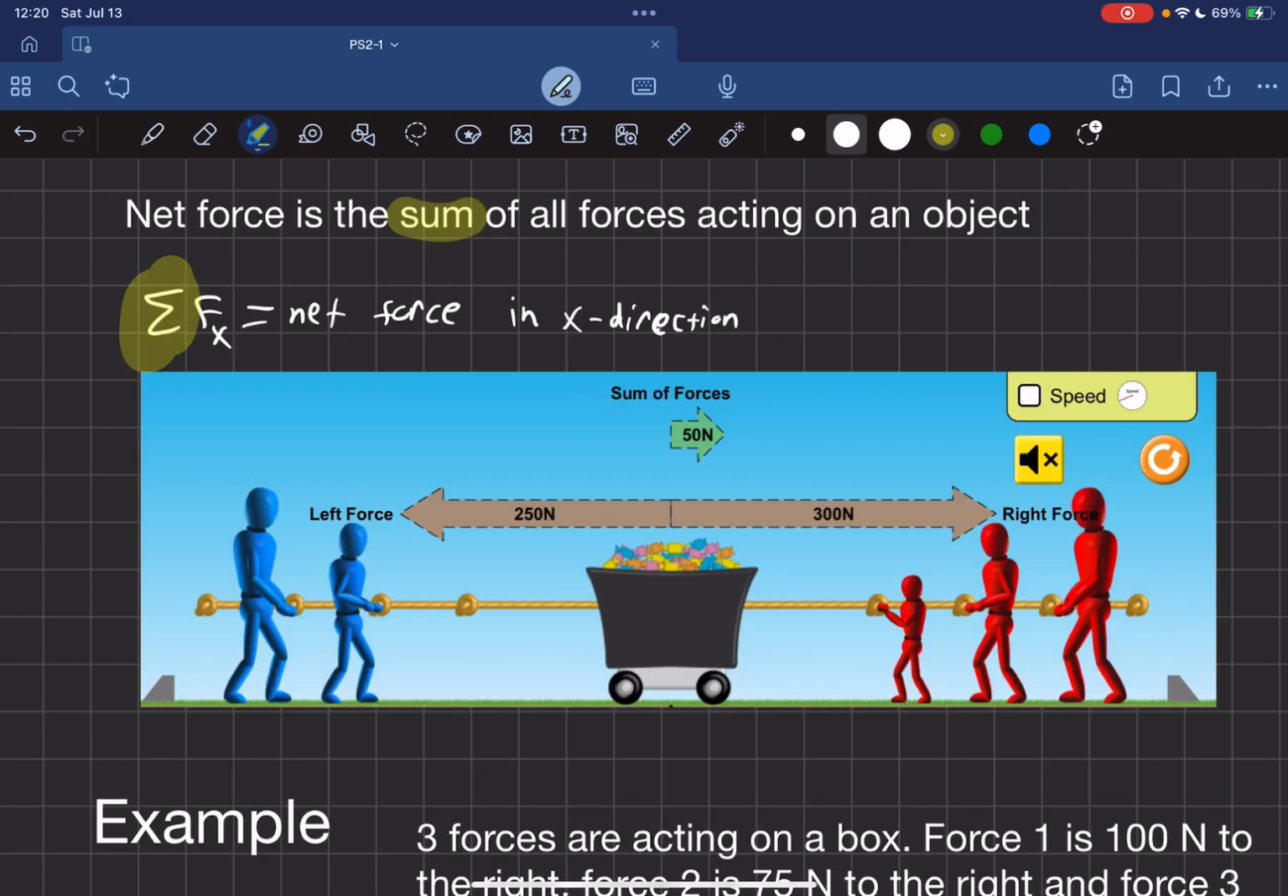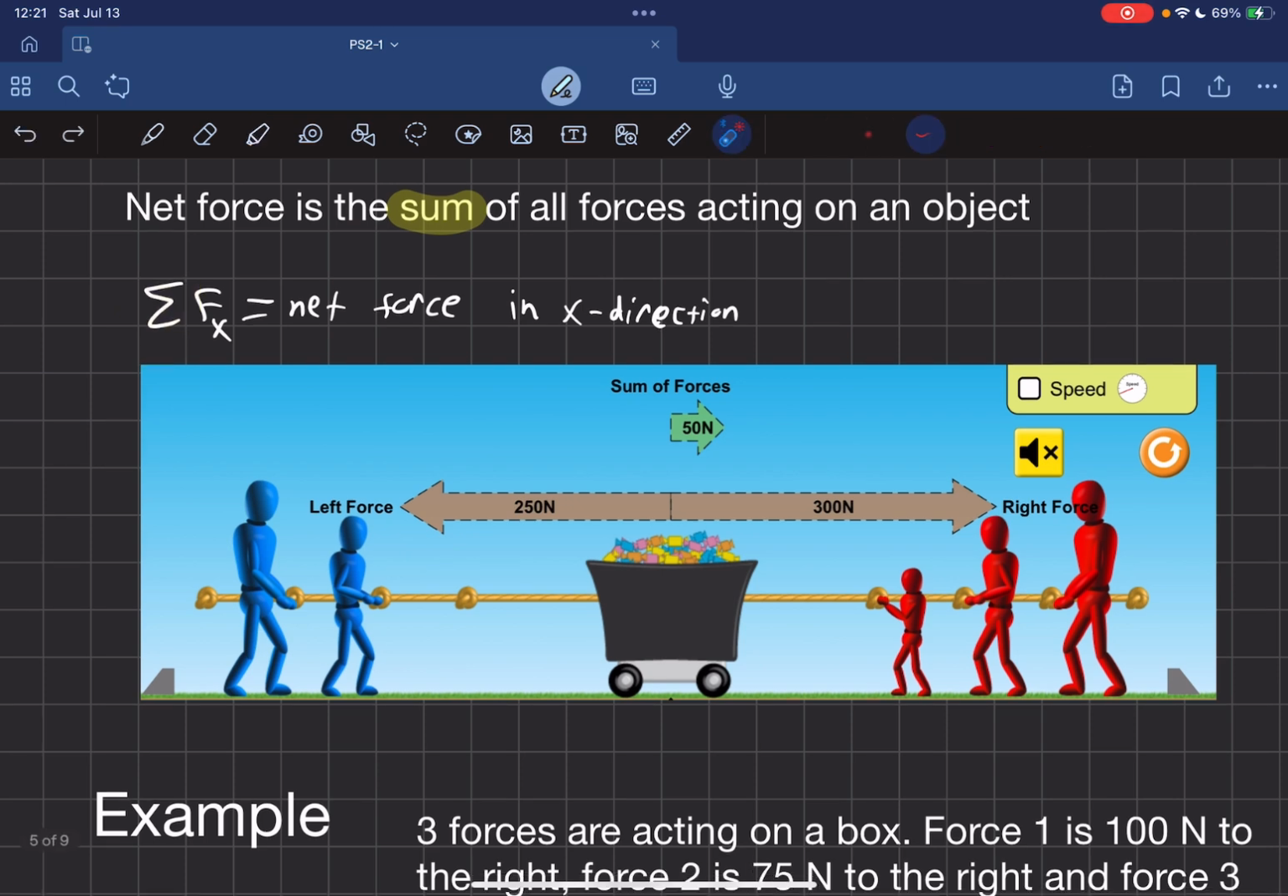This little notation right here is called sigma, capital sigma, and it represents sum of. So in other words, add up all of the. And then the next part of this expression is a capital F with a little subscript of x. The idea behind that is that we're going to add up all the forces specifically just in the x direction.